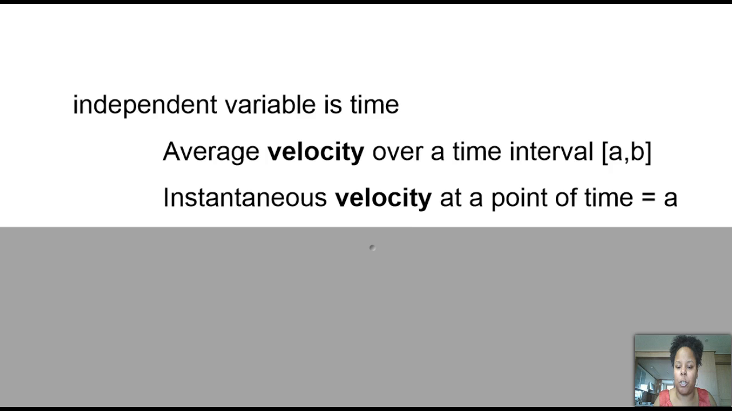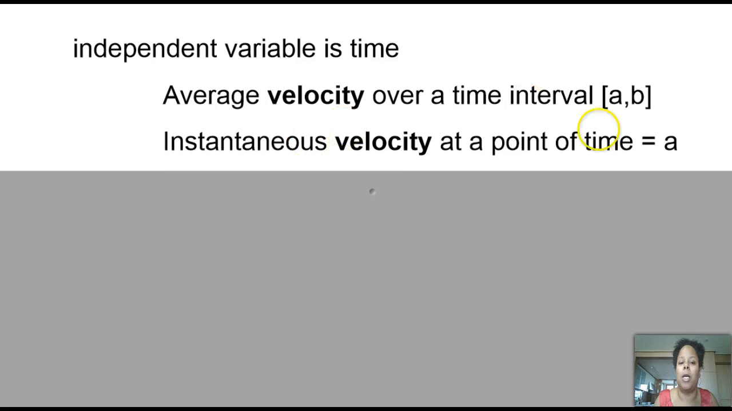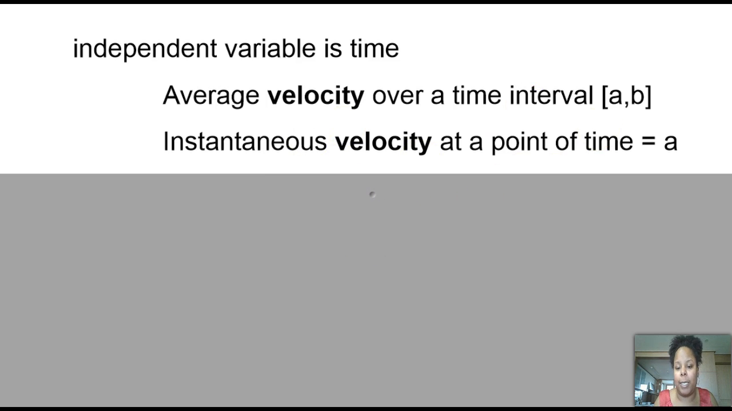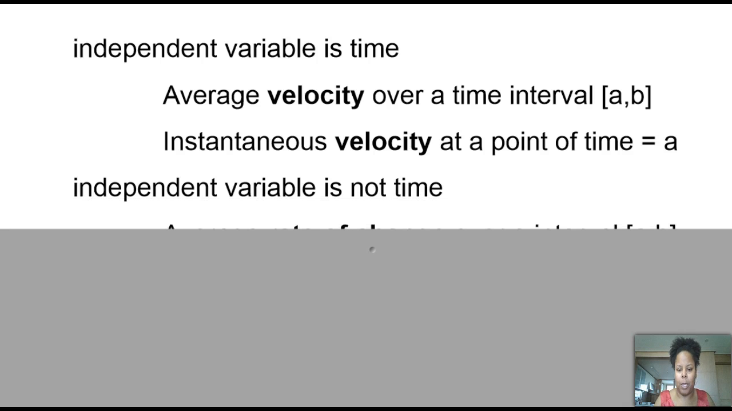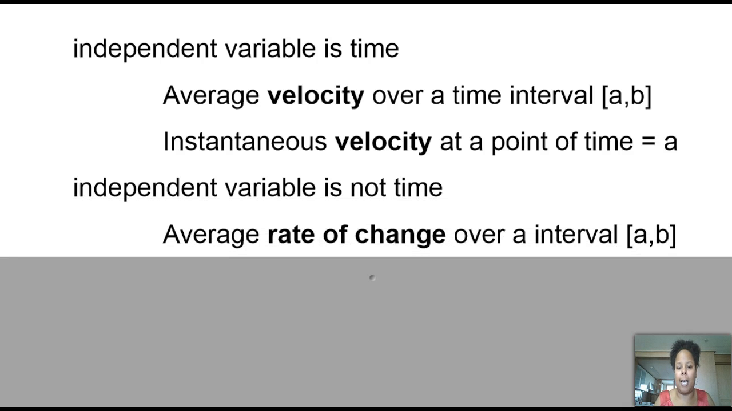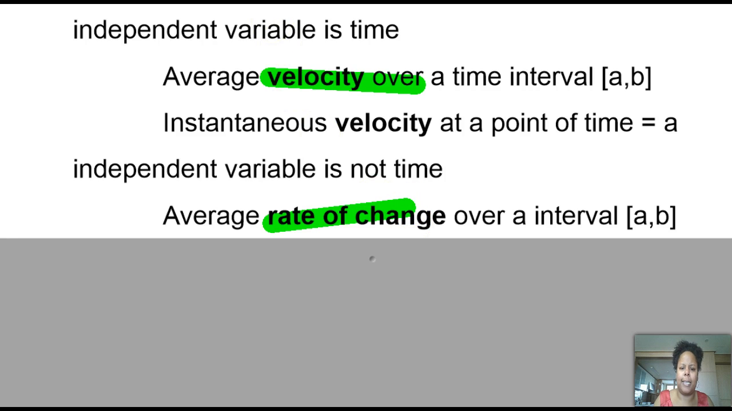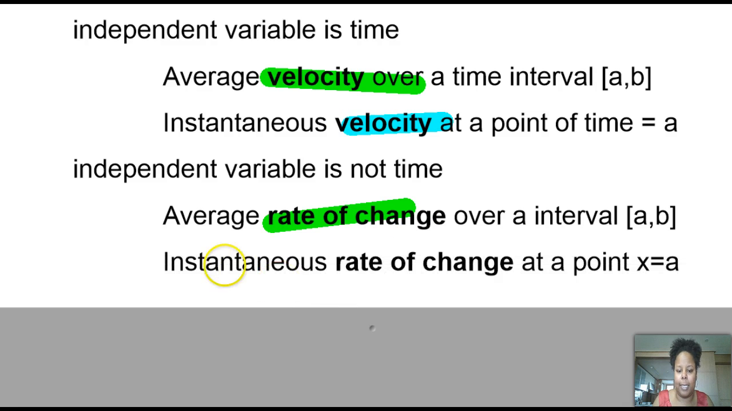So we're going to change our terminology to include the situations where we're not dealing with the independent variable of time. So if the independent variable is not time, then instead of an average velocity over an interval, we now have an average rate of change over the interval. And instead of an instantaneous velocity at a point of time, we now have an instantaneous rate of change at a point x equals a, not necessarily involving time.